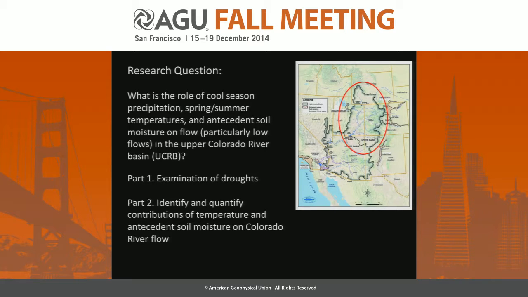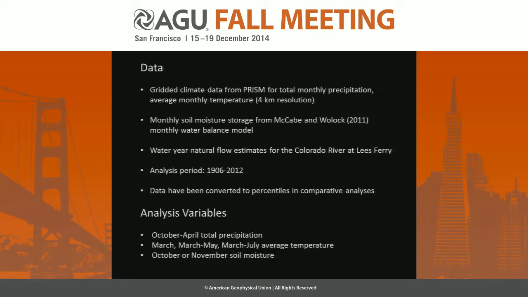I'll be talking about Lee's Ferry, which is the main gauge here for the entire basin, and looking at those hydroclimatic variables over that part of the basin. So the first part of what I'll talk about is an examination of specific droughts, and then I'll talk about identifying and quantifying contributions of temperature and soil moisture on Colorado River flow.